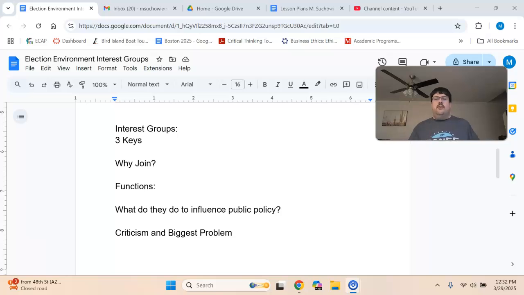Some interest groups can be very highly motivated to impact government policy. Some are very low motivated to do so. But what we're going to focus on here are the ones that are more highly motivated. So what is an interest group? Well, there are 3 keys to an interest group. Number 1, they are a group of people that share a common goal. And that goal is used to influence government.